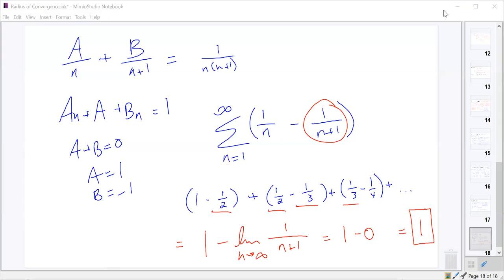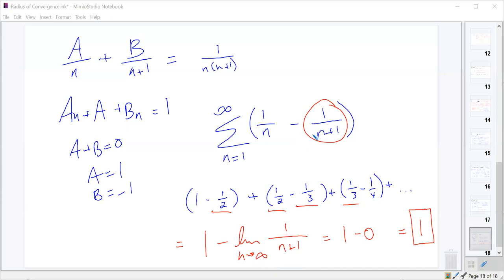What was your question, Nick? How did I get to the limit step at the end? Yeah, so everything cancels out. This minus a half and the plus a half and the minus a third and the plus a third and the minus a fourth and the plus a fourth. They all cancel, right? And going on forever. The 1 doesn't cancel out. And the limit as n approaches infinity of 1 over n plus 1 is the second half of this. It's the minus 1 over n plus 1.